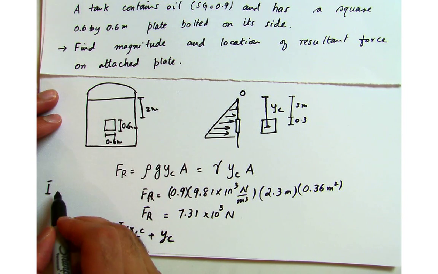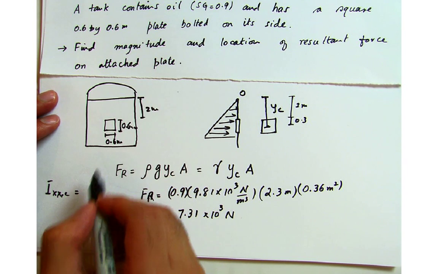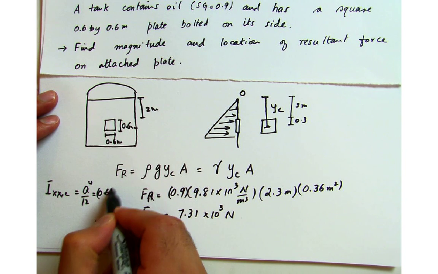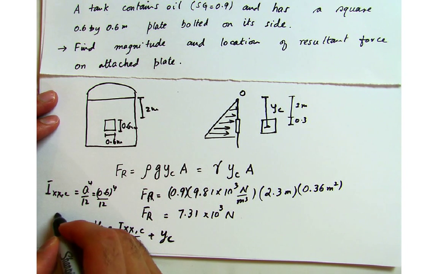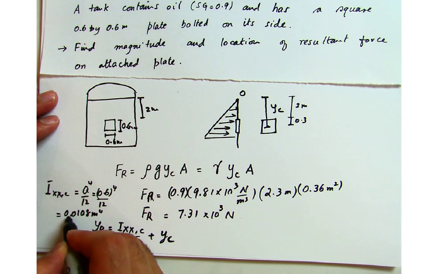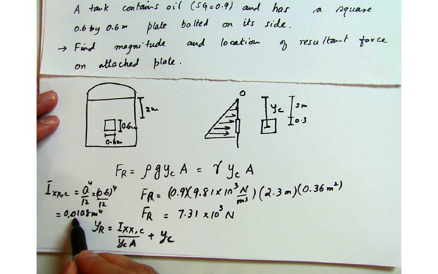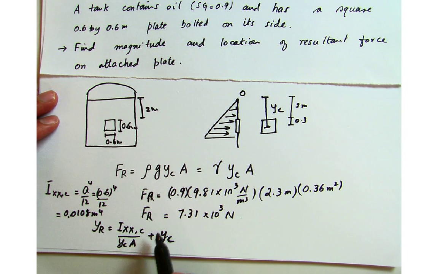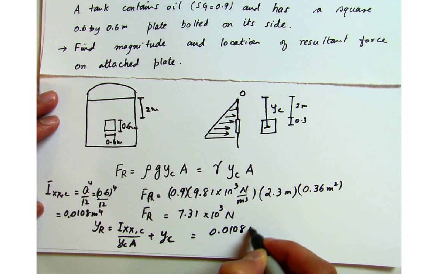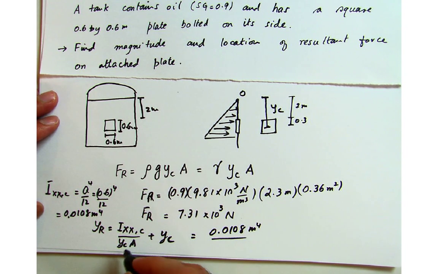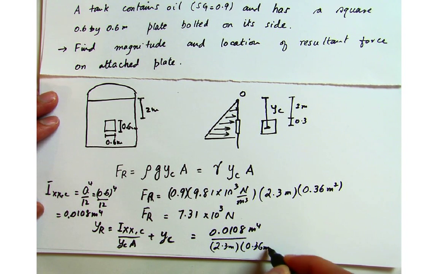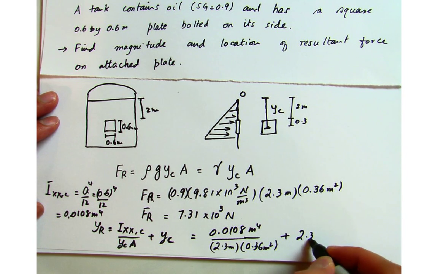The only missing quantity is Ixxc, which is the second moment of area for this plate. Ixxc for a square shape is basically equal to a to the power 4 by 12. So in this case it is 0.6 to the power 4 divided by 12, which gives me 0.0108 meters to the power 4. I will put those numbers in here. That is 0.0108 meter to the power 4 divided by yc, which is 2.3 meters, times the area 0.36 meters square, plus yc, which is 2.3 meters.